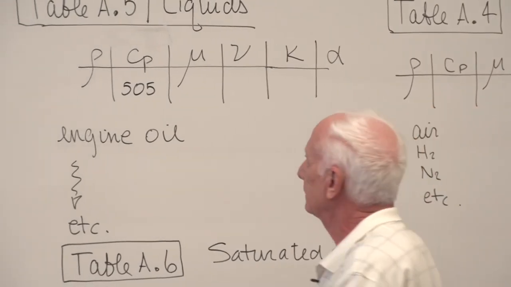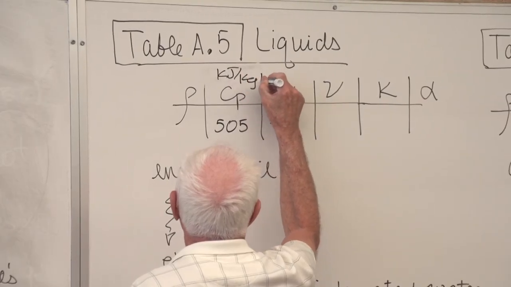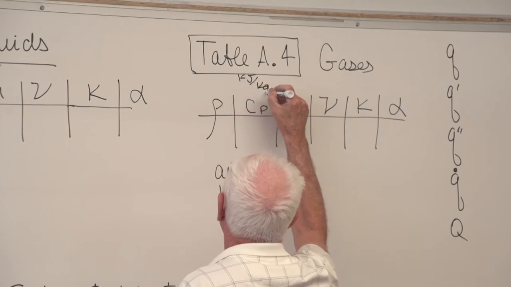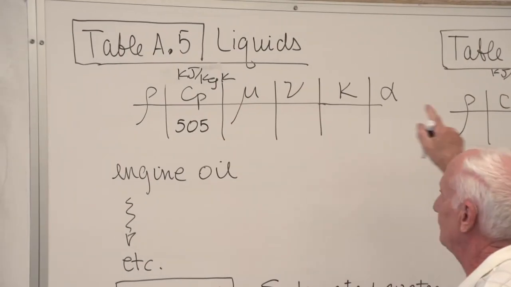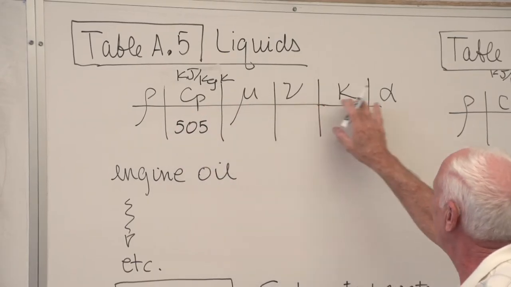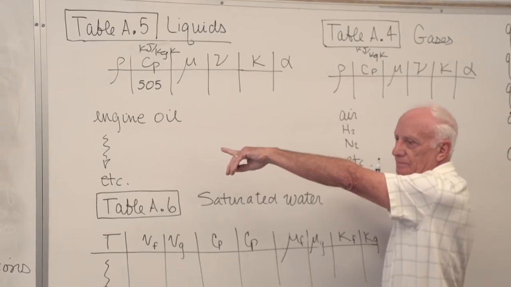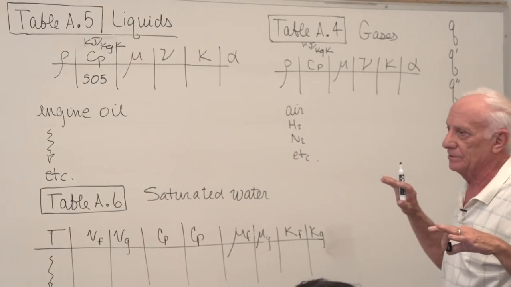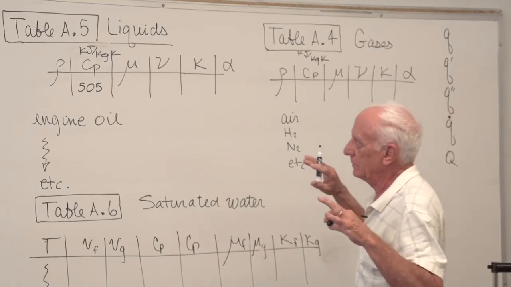C sub P. If you go to that table, liquid is the same way. Rho, C sub P, mu, nu, K, alpha. Same thing in both tables. Fluids like refrigerants, engine oil, and several others, probably 6 or 8 other liquids are given to you in that table. But be careful. Be awfully careful.